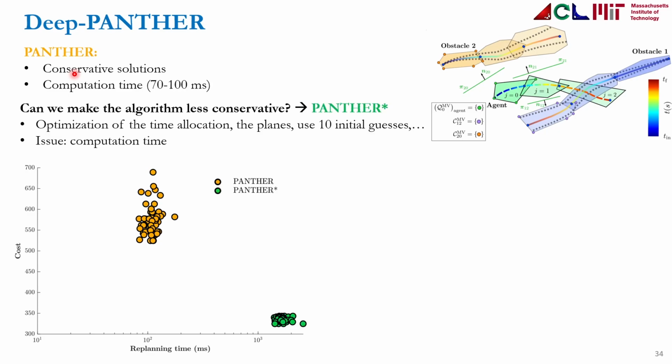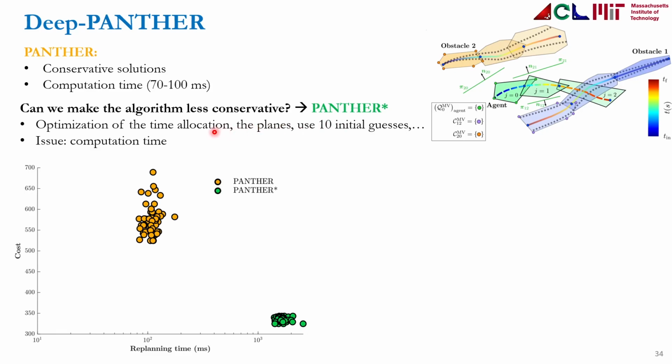For example, we can include in the optimization the time allocation and the planes that were fixed in the Panther optimization, but that now are actually decision variables in this Panther star optimization, where Panther star is this less conservative algorithm. We actually also run 10 optimizations with 10 different initial guesses. The idea is that Panther was run only once with one initial guess, and here we create many initial guesses and we run one optimization for each one of these initial guesses.